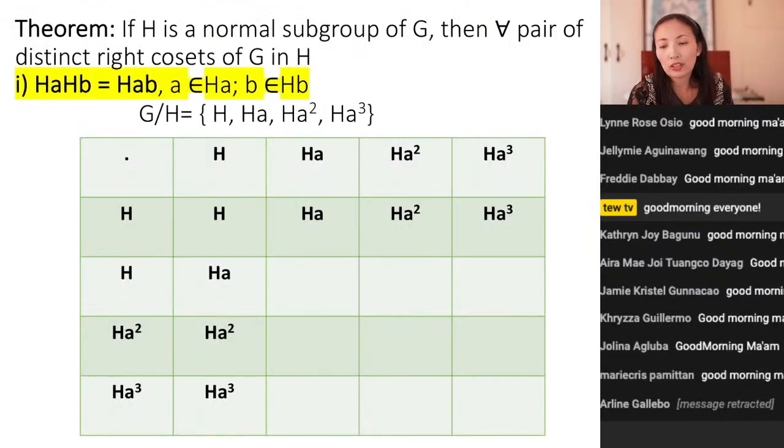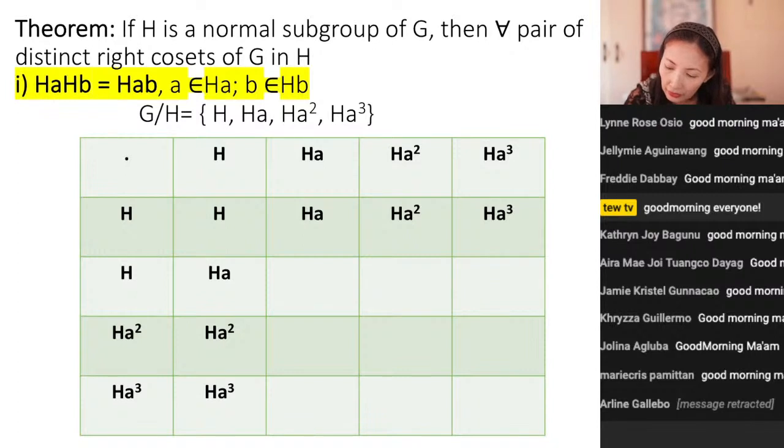Okay, next we move on to the next theorem. If H is a normal subgroup of G, then for every pair of distinct right cosets of G and H, HA times HB is equal to HAB, where A is an element of HA and B is an element of HB. So by this theorem, we could complete the table. So from this rule, HA times HB is simply H times AB.